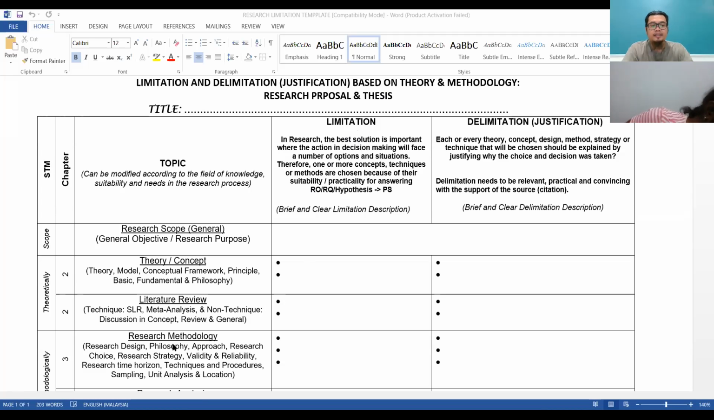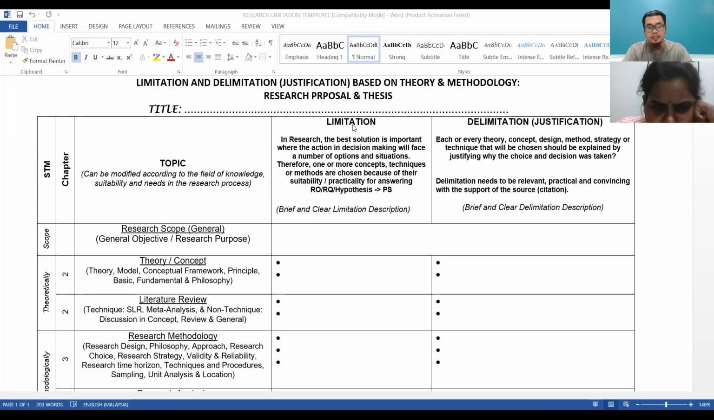Another limitation you can summarize is in your research methodology, because this is very specific. You want to make your research unique. Sometimes research methodology is quite broad, so you need to specify what type of research design. We have many types of research design, but you cannot choose many research designs.